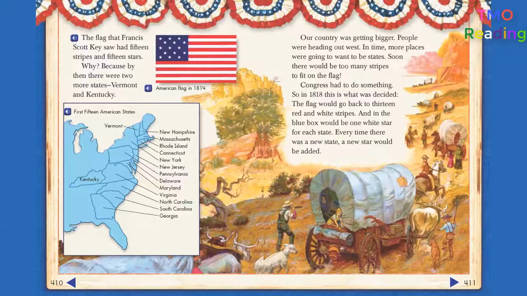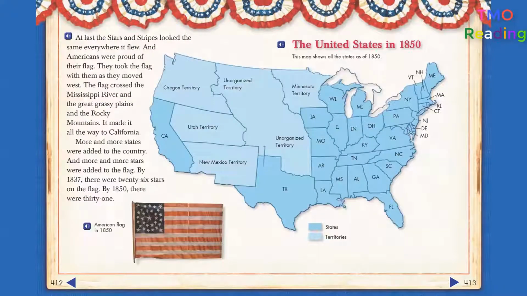American flag in 1814. First 15 American states: Vermont, New Hampshire, Massachusetts, Rhode Island, Connecticut, New York, New Jersey, Pennsylvania, Delaware, Maryland, Virginia, North Carolina, South Carolina, Georgia, Kentucky. At last, the stars and stripes looked the same everywhere it flew, and Americans were proud of their flag.